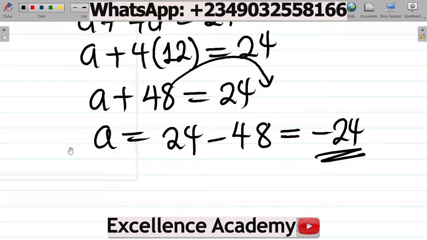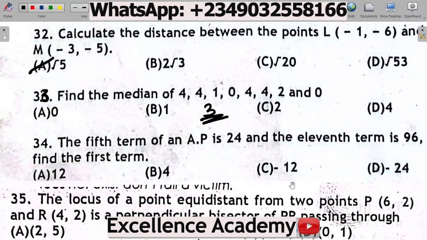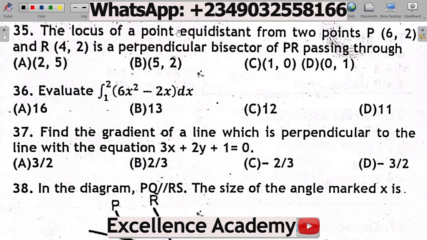Let's see which option has this as the answer. That is option D, minus 24. So that's your correct answer. Let's look at the next question, question number 35. 35 says the locus of a point equidistant from 2 points P, given by the coordinates 6, 2, and R, given by the coordinates 4, 2, is a perpendicular bisector of PR passing through A, 2, 5, B, 5, 2, C, 1, 0, D, 0, 1.